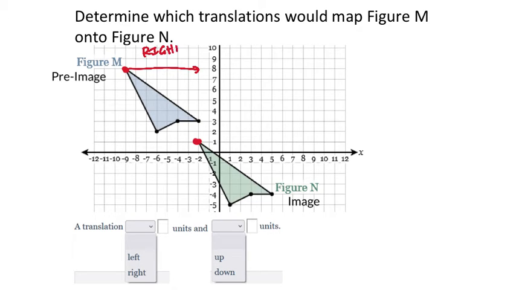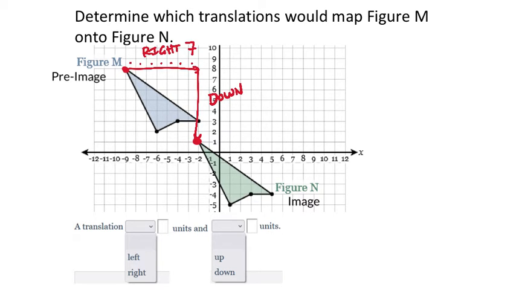And we'll figure out how far in a second. But then I'd have to go down to the right and then down to get from the pre-image point to the image point. Now that we have this, let's figure out how far it has been moved. So to the right, 1, 2, 3, 4, 5, 6, 7. I counted boxes, 7 boxes.